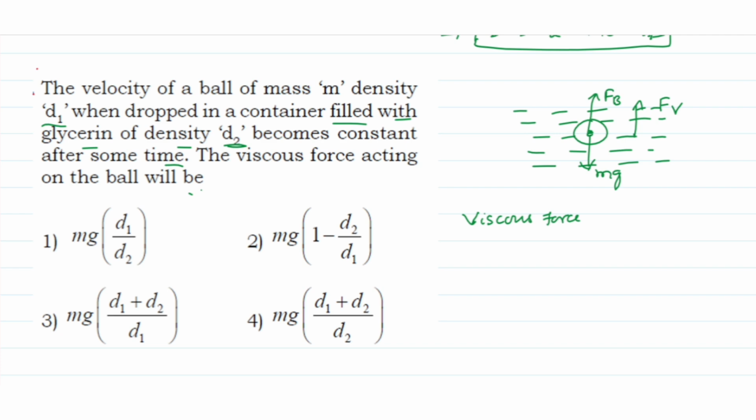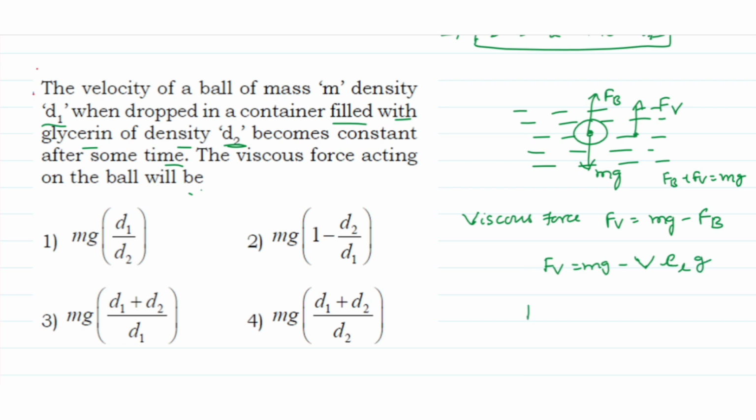First you can talk about the balanced forces, the equilibrium condition: Fb plus Fv, which you can take as mg. Then the viscous force Fv will be equal to mg minus Fb. The buoyancy force is nothing but the volume of the body immersed inside the liquid into the density of the liquid into g.